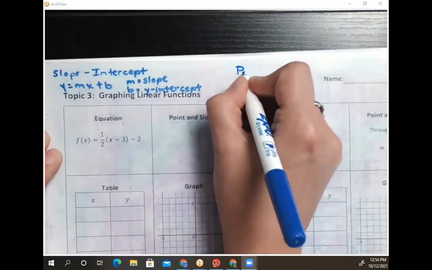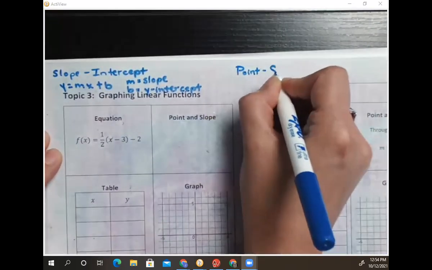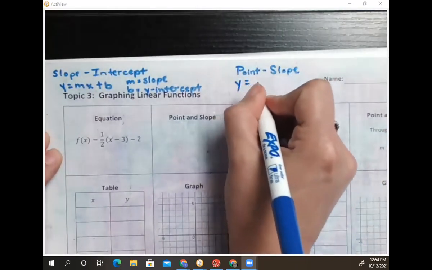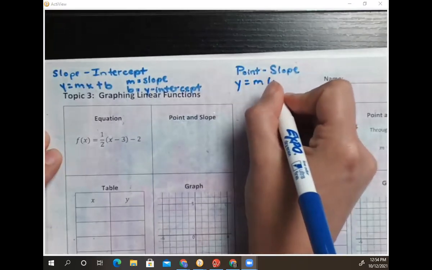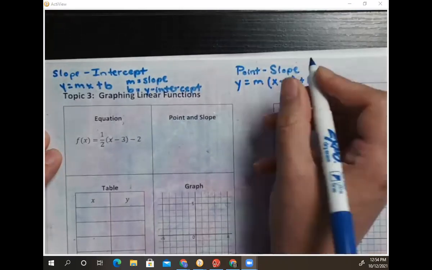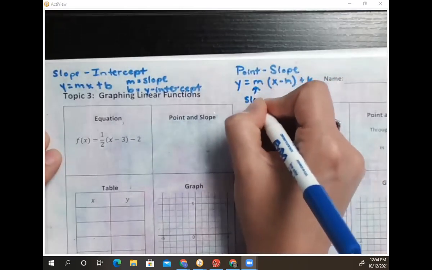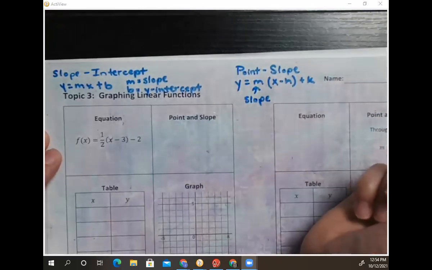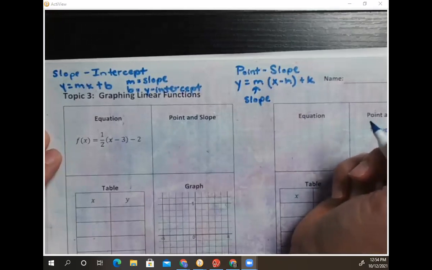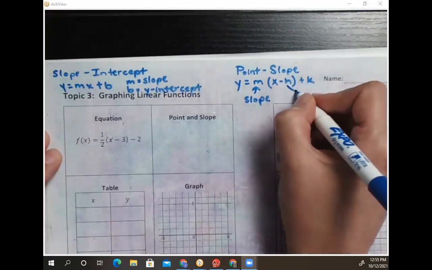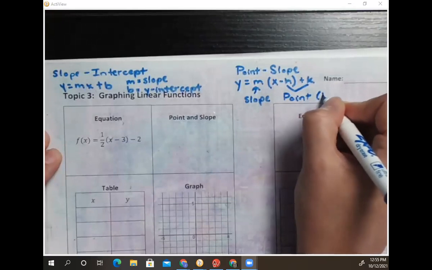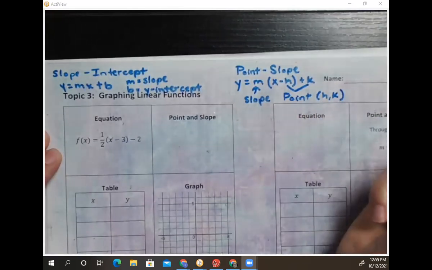Today, we're going to look at something called point slope form. And it looks like this: y equals m, and then in parentheses, x minus h, plus k. So m is still the slope. You still need to know the slope. But for point slope form, you don't need to know the y-intercept. Any point on the graph will work. And that's where h and k come from. So h and k are the x and y values for some point that's on the line.